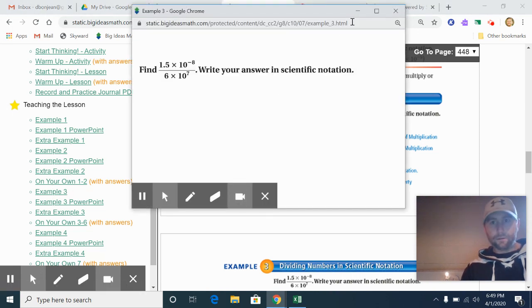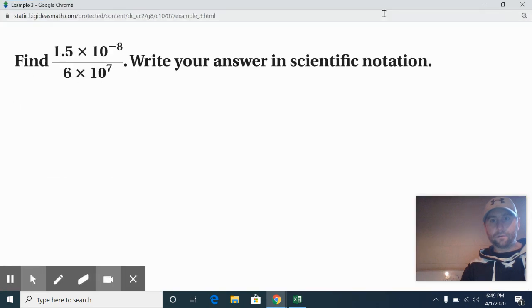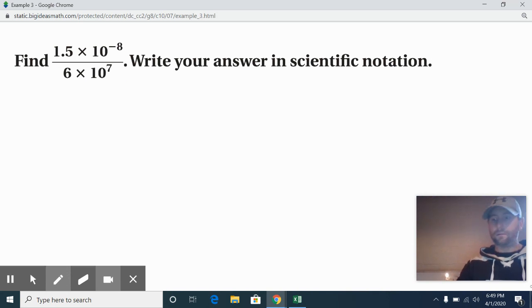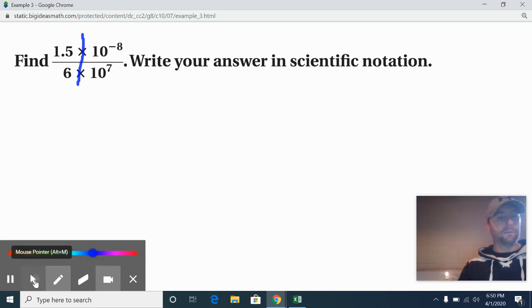It's really the same type of concept. Okay, so division, here's what I'm going to do right now. I'm going to split this in half. Okay, and what I'm going to do is I'm going to take 1.5 and divide by 6. All right, and then let's remember that our rule when we divide is we actually subtract our exponents. Okay, so it ended up being negative 8 minus 7 to get our exponent for our 10. Okay, so what's that look like?